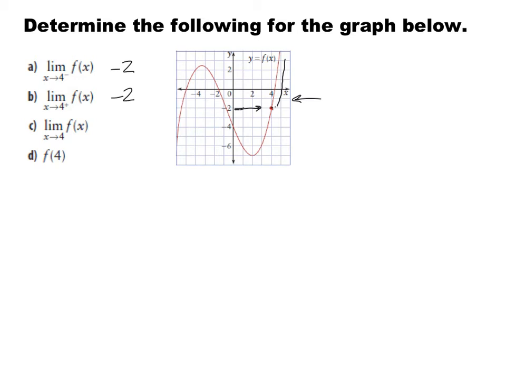Now the limit of the function as x approaches 4 is going to be -2, and the function at 4 is also -2. And this function is continuous because I can draw this graph without lifting my pen, or the function is defined at every possible value of x.